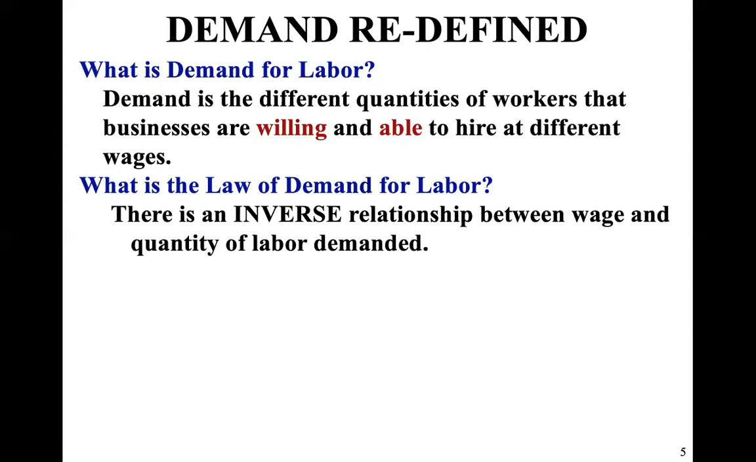The law of demand for labor says there's an inverse relationship between the wage and the quantity of labor demanded. In other words, as the wage goes up, the quantity of labor demanded goes down. Why? Because if firms have to pay workers more, they're not going to want to hire as many workers. On the other hand, if the wage goes down, the quantity of labor demanded is going to increase. Why? Because if the wage is lower, firms are going to want to hire more workers.